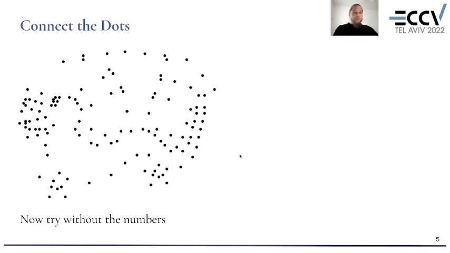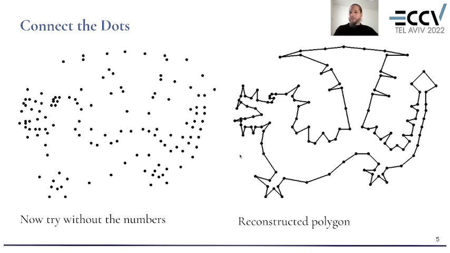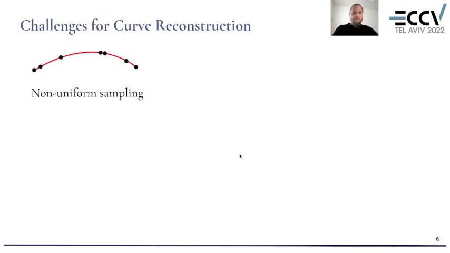Now try to do this without the numbers. It gets much more complicated. But algorithms are still able to do that. However, it's even more difficult for the computer than for us humans. So there's a number of challenges.